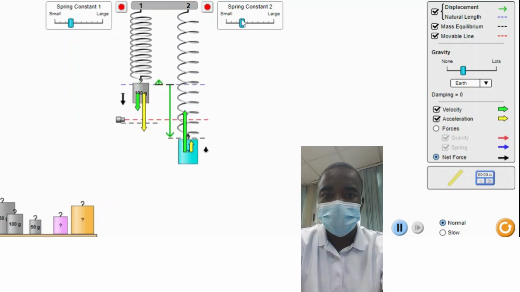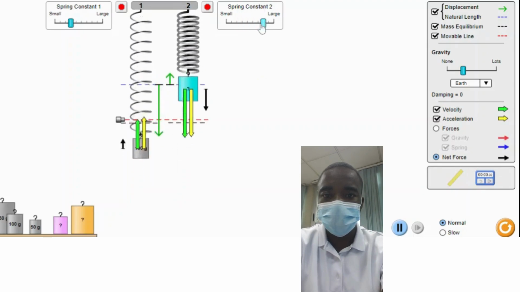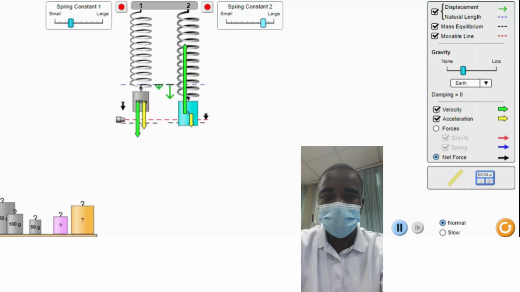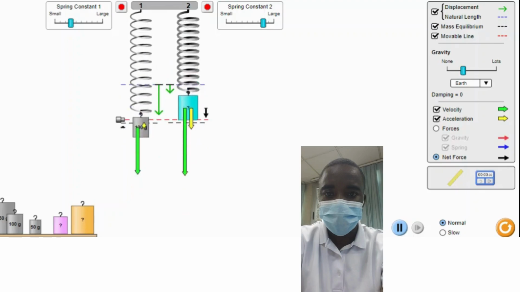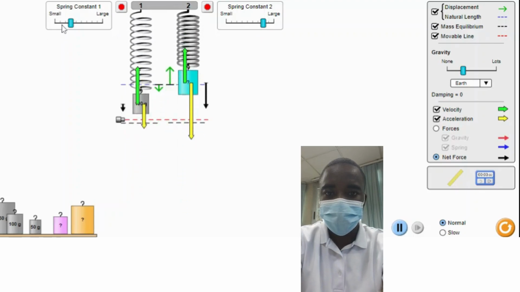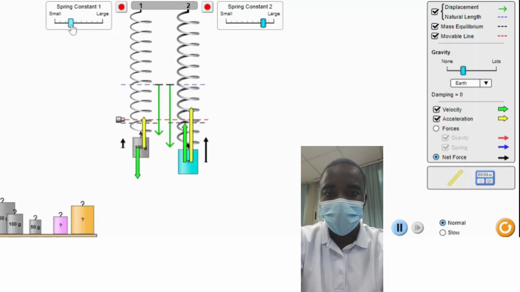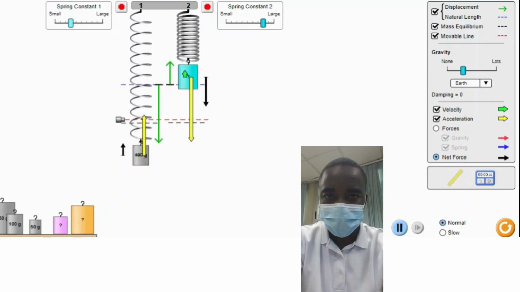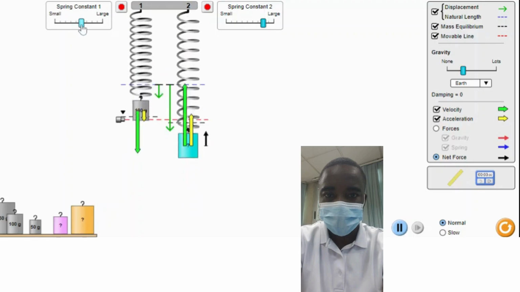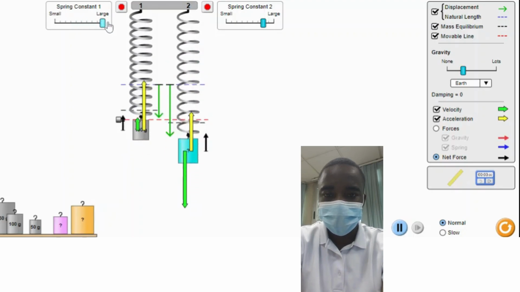As the mass spring system oscillates, its energy is continuously converted between potential energy, stored in the spring, and kinetic energy, energy of motion. At the extreme positions, the system has maximum potential energy and minimum kinetic energy. At the equilibrium position, the system has maximum kinetic energy and minimum potential energy.